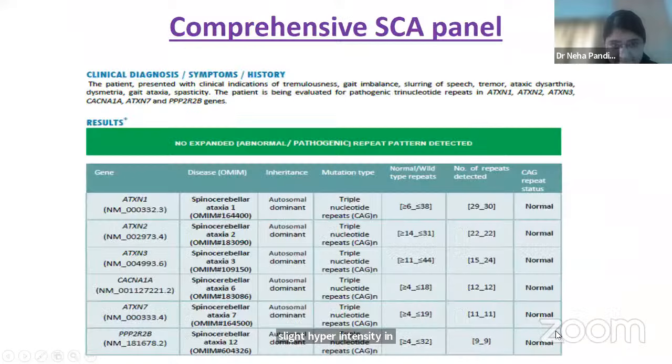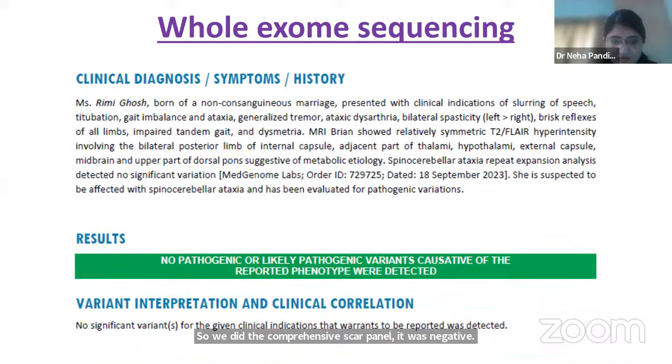So we did the comprehensive ataxia panel. It was negative. Whole exome sequencing was done. It was again negative, and did not show any pathogenic mutation. So after going through all the investigations and evaluating all the causes that we had considered, we were not anywhere. We did not come to any conclusion. So let's pause here and see the discussion, if somebody wants to comment, especially for the residents.